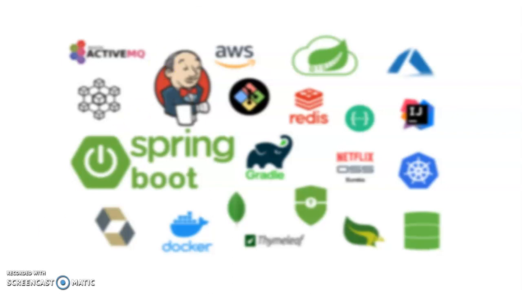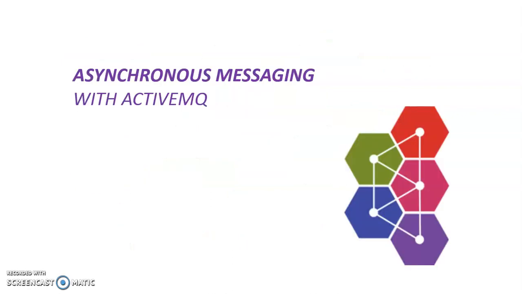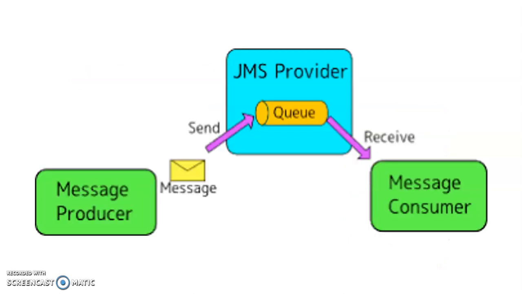Today's topic of discussion is asynchronous messaging with ActiveMQ. Our design model today is somewhat like this. There would be a message producer, a JMS provider hosting a queue, and a consumer. The producer would create a payload or message and post it into one end of the queue, and the other end of the queue would be listened to by the message consumer.